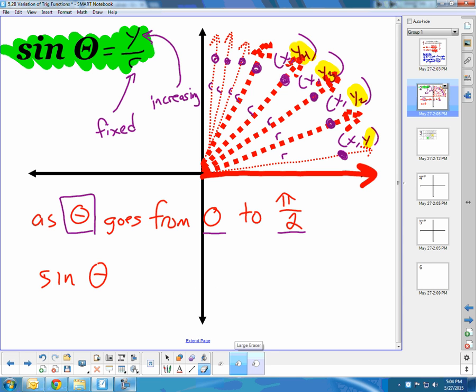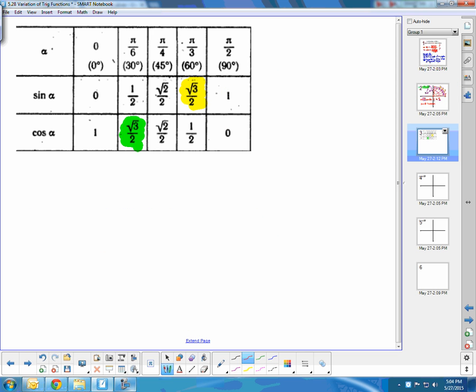Let's try that again. Sine of theta increases. It gets bigger and bigger and bigger. And that can be pretty helpful for remembering our sine function values.